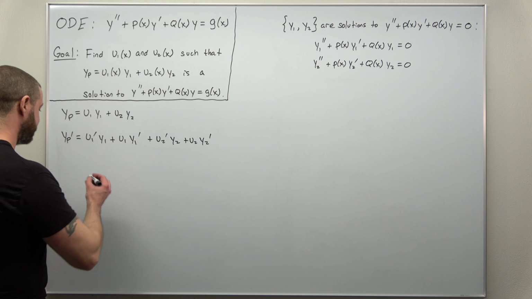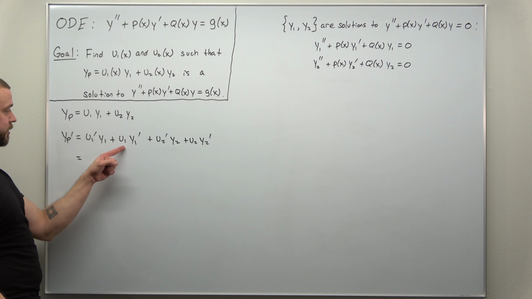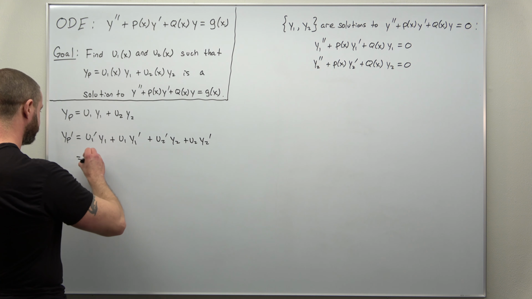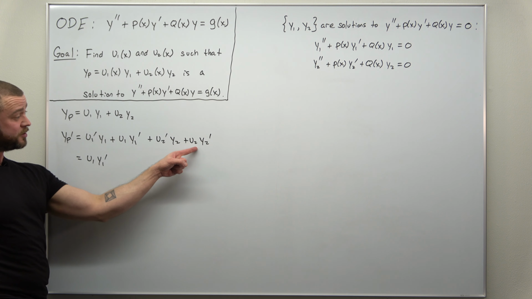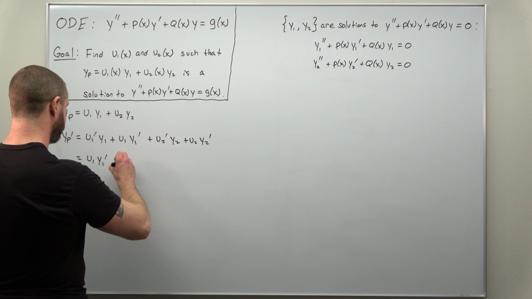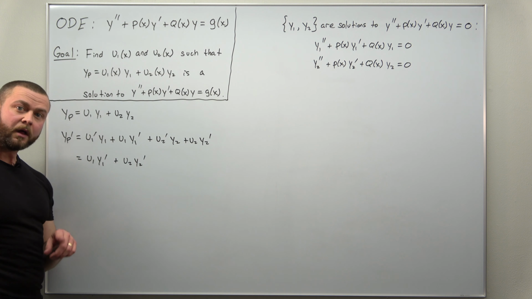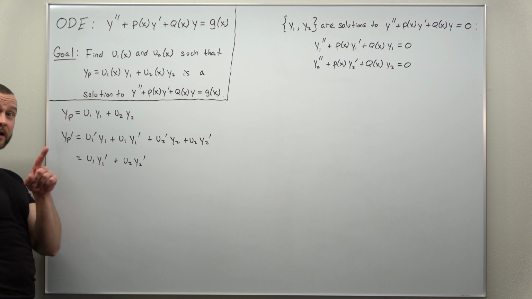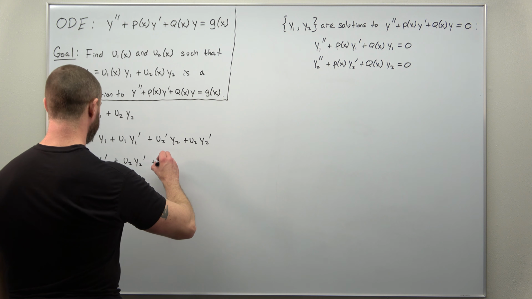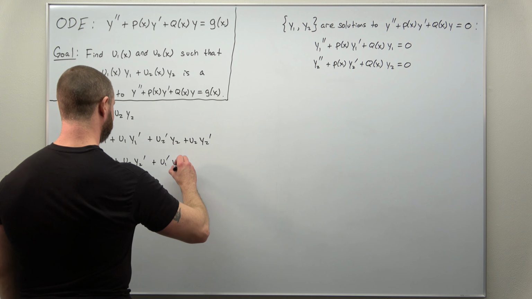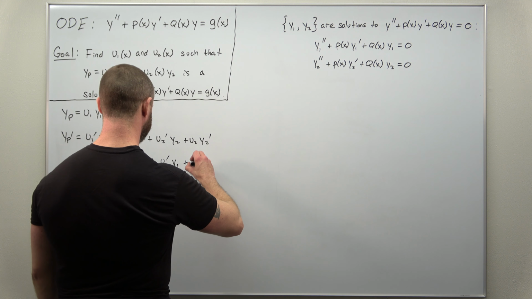Let me go ahead and rewrite this. I'm just going to switch the order of addition. Let me put u1 y1 prime first. And I'm going to put the other term, u2 y2 prime, in front. And I'm going to put the terms involving u1 and u2 and their derivatives at the end here. So just rearranging terms, u1 prime times y1, and then u2 prime times y2.